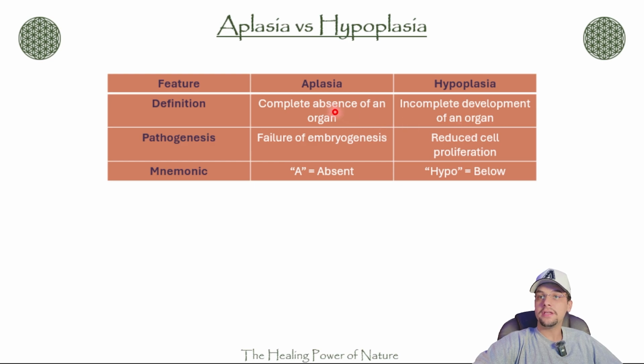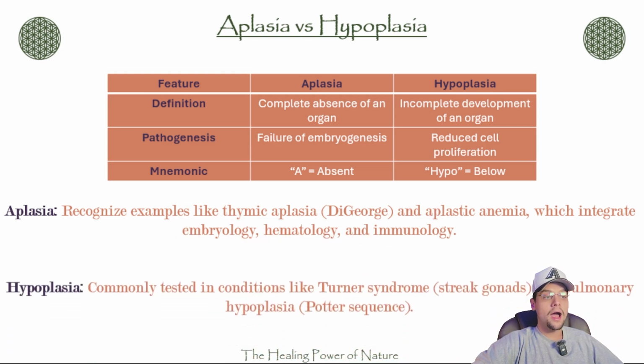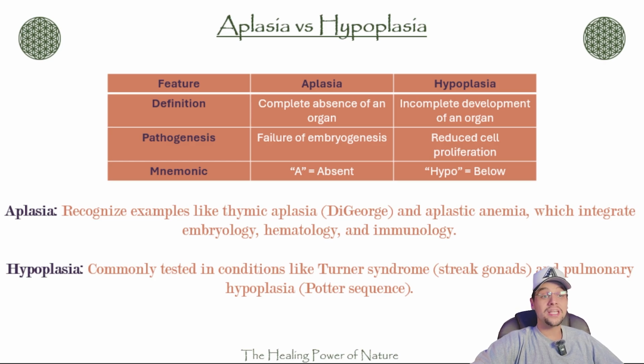The pathogenesis of each: aplasia, failure of embryogenesis. Hypoplasia, reduced cell proliferation. So like I said, A, absent, hypo, below. So here's a couple different things. Aplasia, recognize examples like thymic aplasia, DiGeorge, and aplastic anemia, which integrate embryology, hematology, and immunology. These will continue to be high yield for you. Hypoplasia, commonly tested in conditions like Turner syndrome, streak gonads, like we talked about. Remember CATCH-22 for DiGeorge syndrome, and Potter for pulmonary hypoplasia.